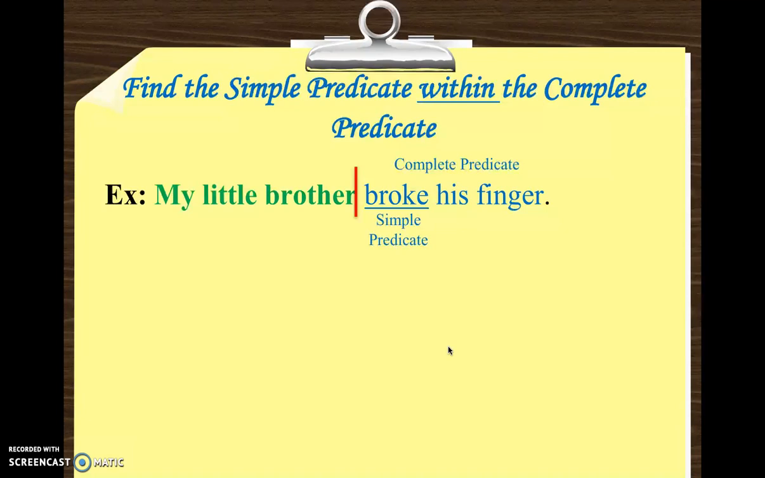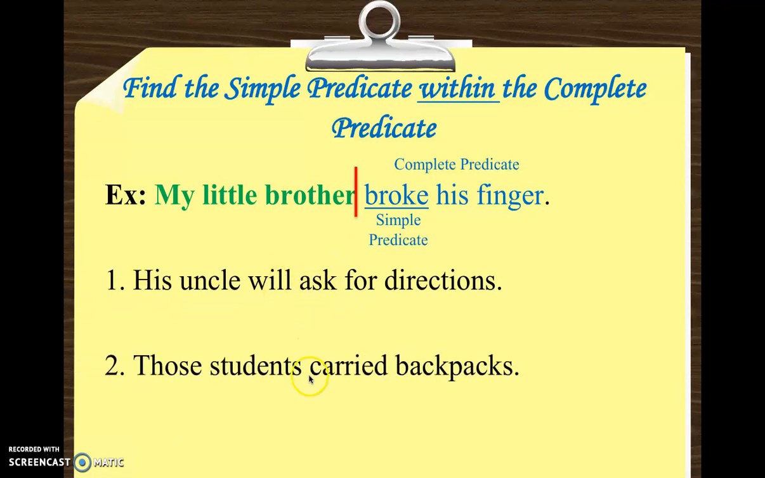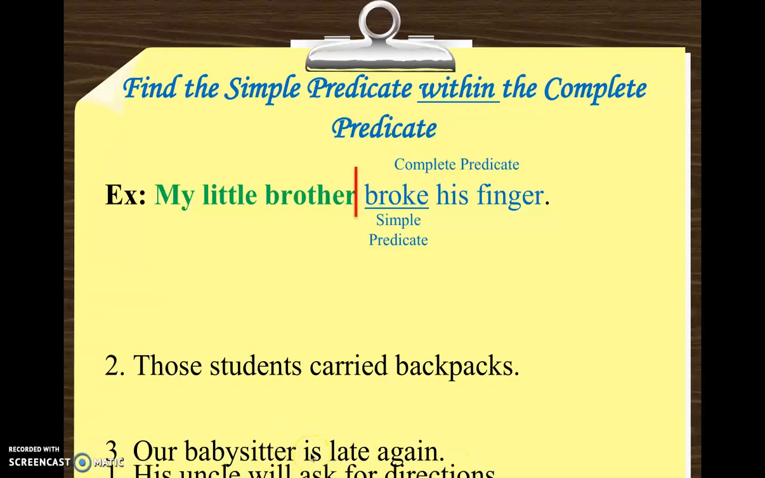So let's look here. What is the simple predicate within the complete predicate? My little brother broke his finger. Broke his finger, right? His uncle will ask for directions. So remember, we drew the line right here, and we've got will ask for directions as the complete predicate, and will ask as the simple predicate. Remember, this is a helping verb and an action verb. Those students carried backpacks. Carried backpacks is my complete predicate. Simple predicate is carried. And our babysitter is late again. Is late again is the complete predicate. Is is my simple predicate.